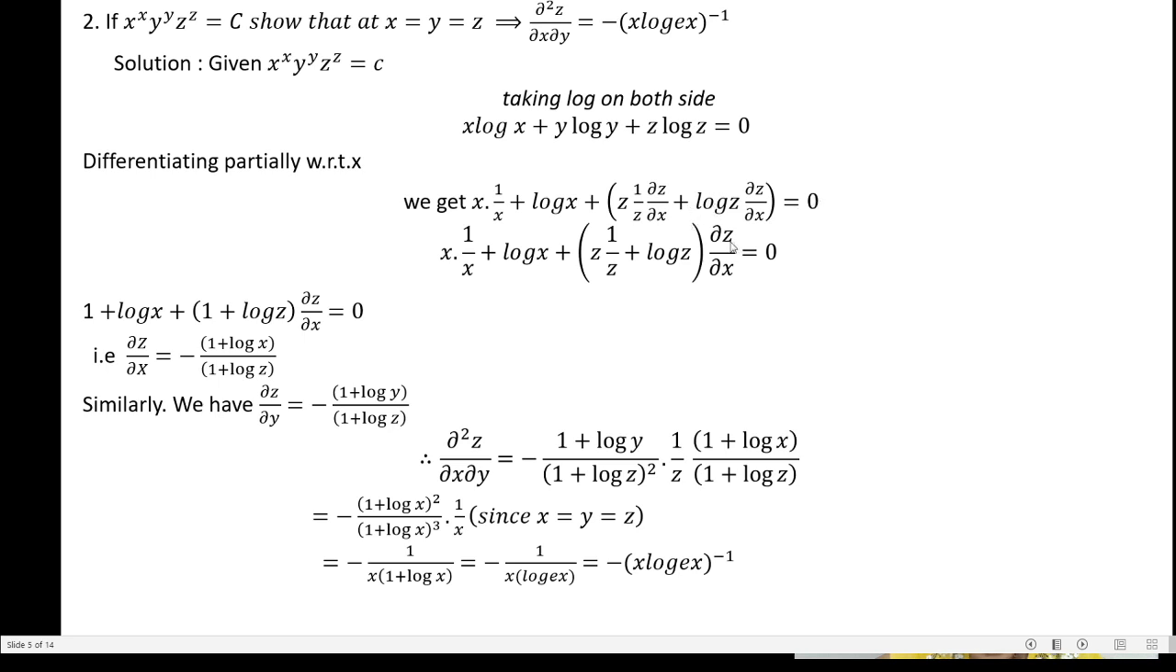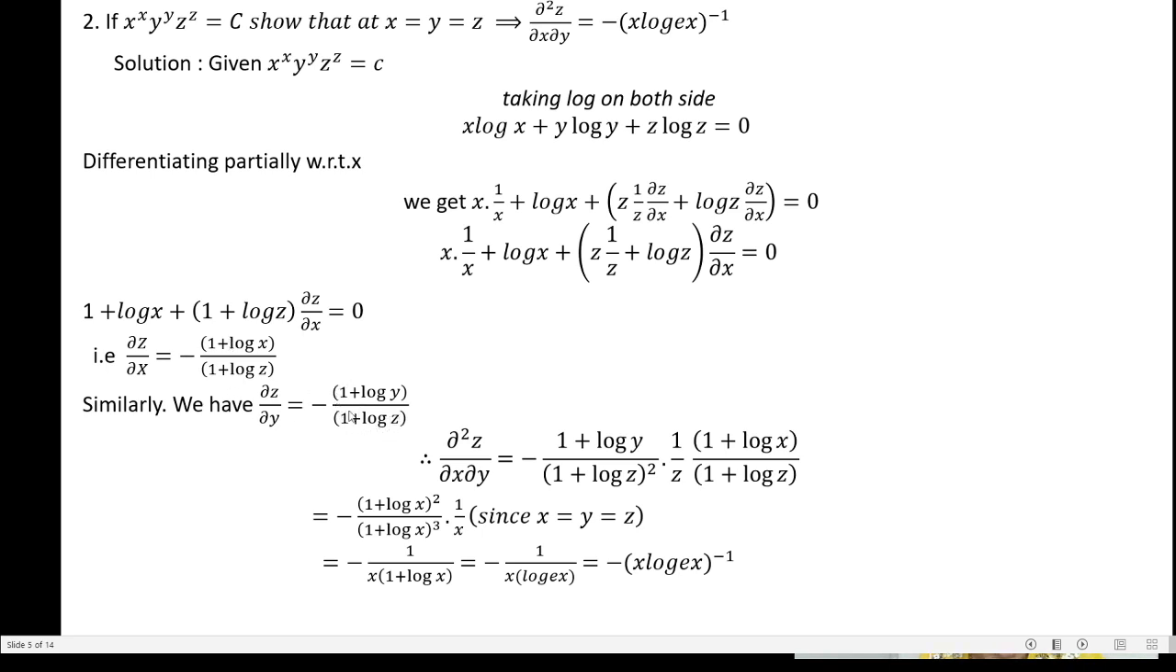In these two terms, take del z by del x as common. We have z into 1 by z plus log z, that is, the z gets cancelled. 1 plus log x plus 1 plus log z into del z by del x is equal to 0. Therefore, del z by del x, taking this to the right hand side, is equal to minus of 1 plus log x divided by 1 plus log z. Del z by del y is minus of 1 plus log y divided by 1 plus log z.